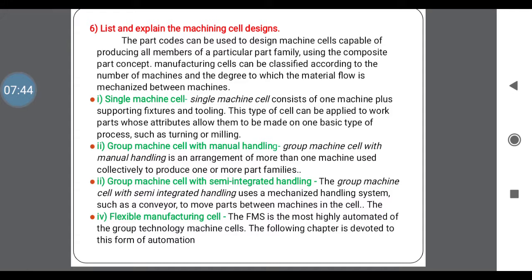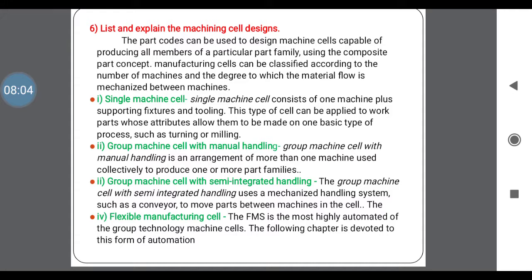First one, single machine cell. It consists of one machine plus supporting fixtures and toolings. In this we have only one machine cell. On that machine we perform the operations. Next one is the group machine cell with manual handling. It consists of more than two machine cells. In that some work is handled by the labors. That is manual handling.